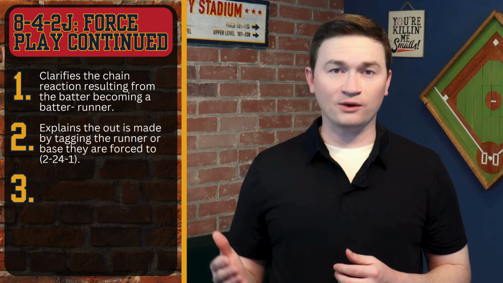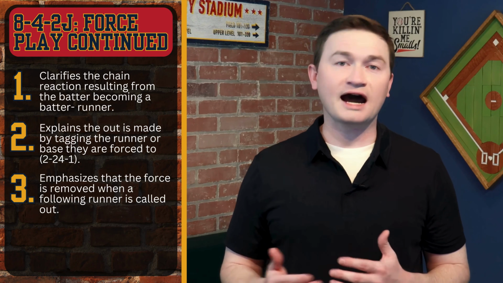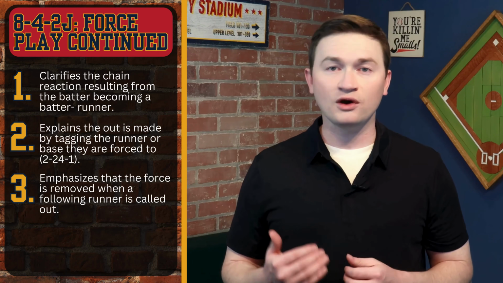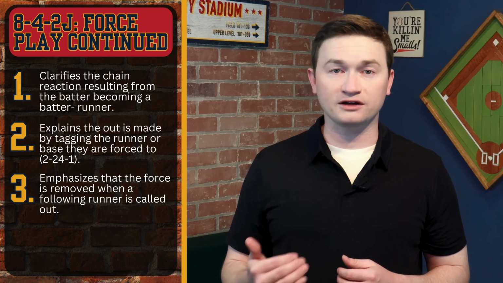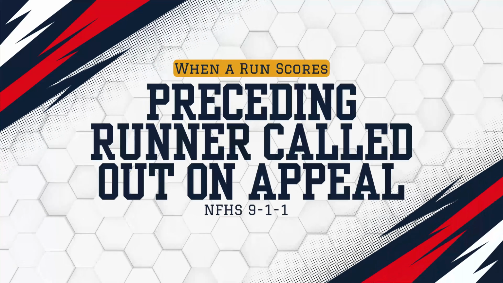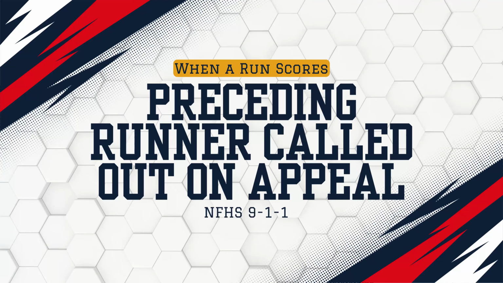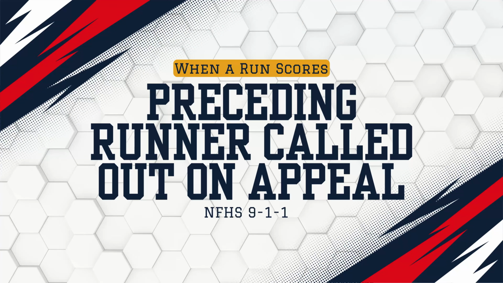And to close this out, there is a note that once again highlights that a force out is removed when a following runner or batter runner is put out. Now let's go back to the exceptions where the run does not score. We just covered A and B, so let's look at 9-1-1 exception C.